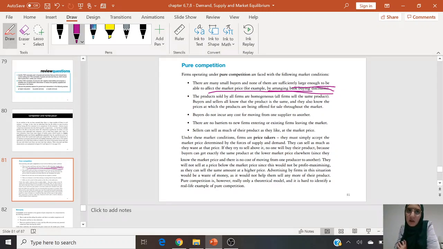Let's just talk about very small supermarkets that you see, or let's say very small businesses. It could be small schools, it could be small, just whatever it is. And so that would be considered pure competition, to be honest. So the products sold by all firms are homogeneous. That basically means that all firms sell the same products. So again, let's talk about shoes. So you have different brands of shoes. They're all selling the same product at a very, very similar price, and they're very small brands as well. Buyers and sellers all know that the product is the same, and they also know that the price at which they're able to sell their product has to be the same as well.